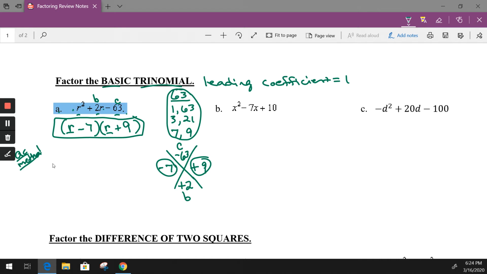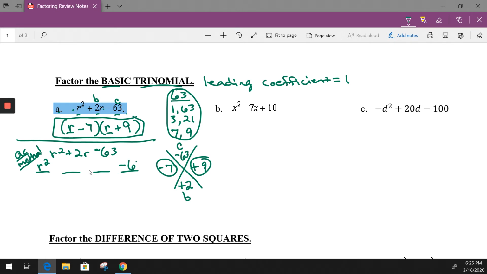But so method 2 here, the AC method, if I take the same trinomial and rewrite this as 4 terms, so it's kind of like the undistributing of this. Your r squared, your first term, stays the same and your last term stays the same. And then in order to get this 2r, the positive 2r that we have in the middle, you're still going to need those same two numbers, negative 7 and positive 9. And it doesn't really matter what order you put them in. So let's say I put positive 9r first and then negative 7r.